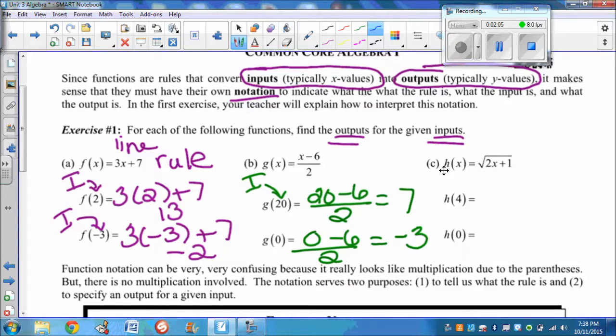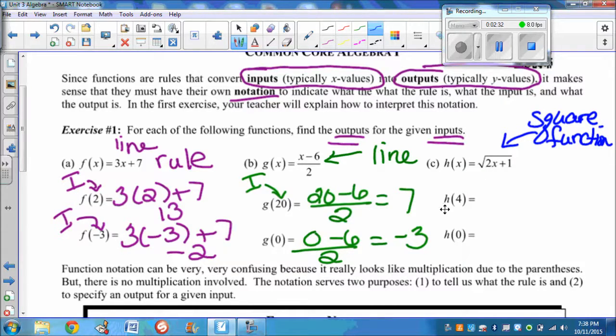And a third function, h of x, is equal to the square root of 2x plus 1. Back here, this one is still linear. If you graphed a bunch of points, you'd still get a line. And this one is the square root function. And we will graph the square root function towards the end of the year. It's kind of cool when you look at it. Type it into your calculator, see what it looks like.